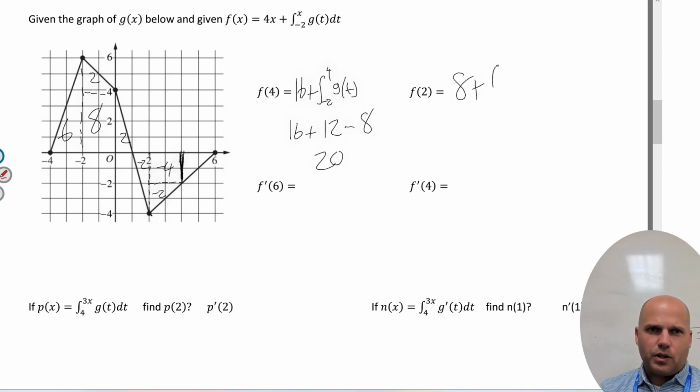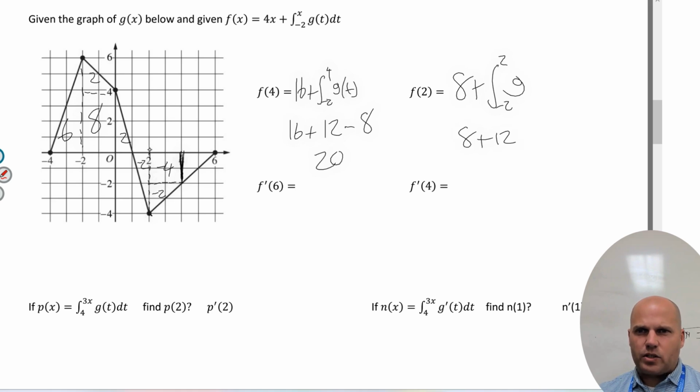F of 2, 8 plus the integral from negative 2 to 2 of g. Okay, so I got 8 plus a 10 plus a 2. So 8 plus a 12. And then since I'm going to 2, I'm going to add a 2 and then subtract a 2. So I got this 8, this 2, this 2. So 10, 12. So there's that 12. Which means I don't want another 2. So it's really 8 plus 10, which is 18.